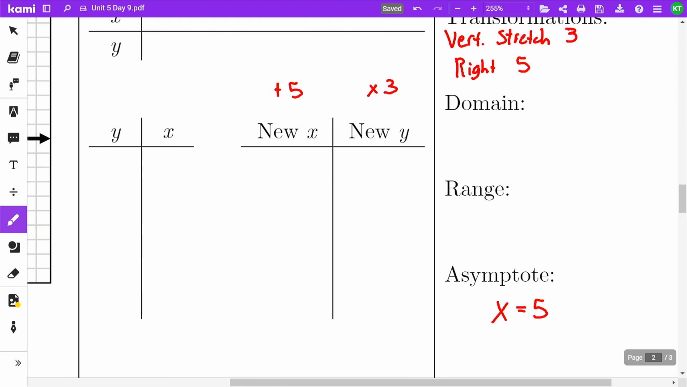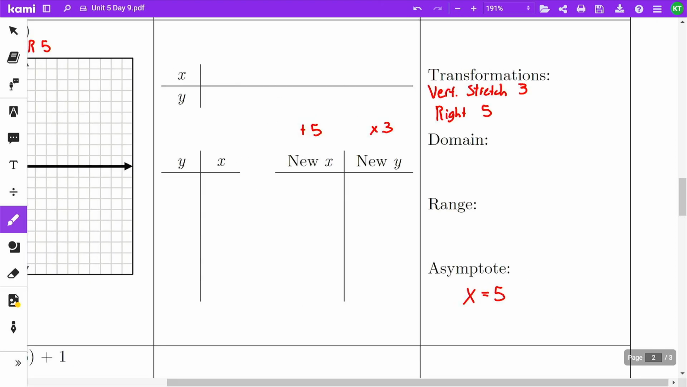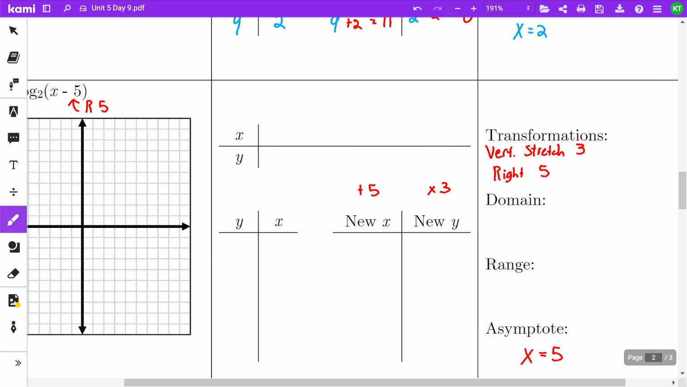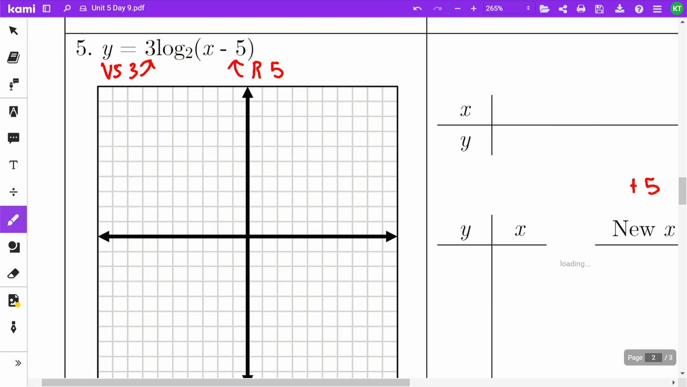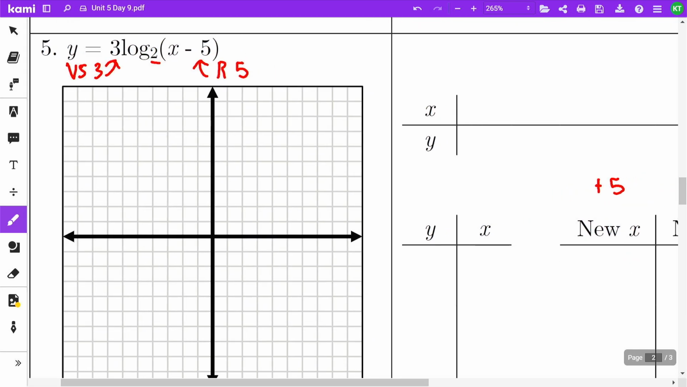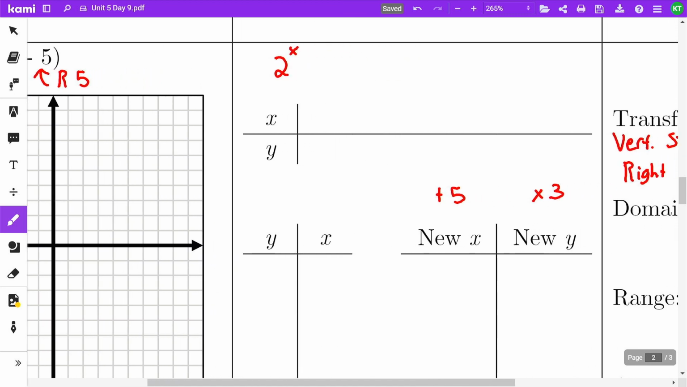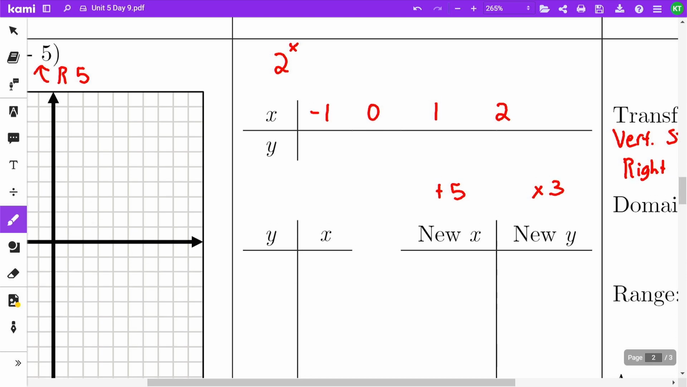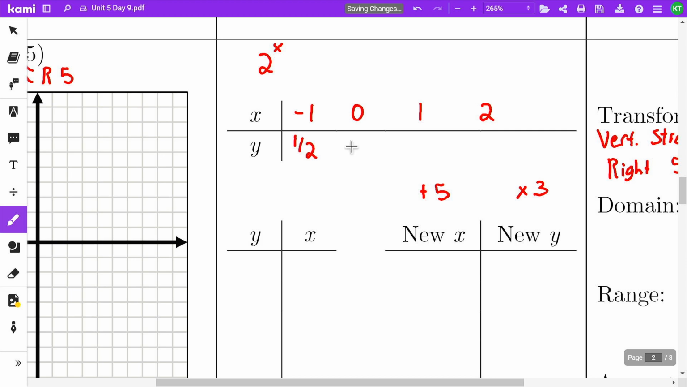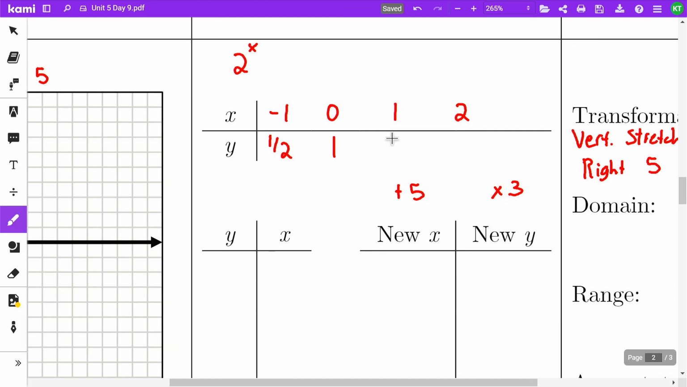Okay, so now let's go ahead and start making our tables. So I have a base of 2, which means the exponential function I'll be referencing here will be 2 to the power of x. So if I start that, I'll have x of negative 1, 0, 1, and 2. So 2 to the power of negative 1 is 1 half. 2 to the power of 0 is 1. 2 to the power of 1 is 2. And 2 to the power of 2 is 4.